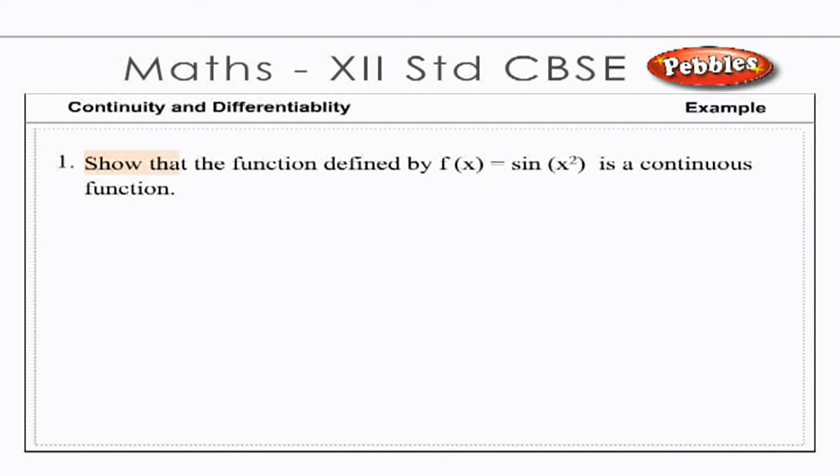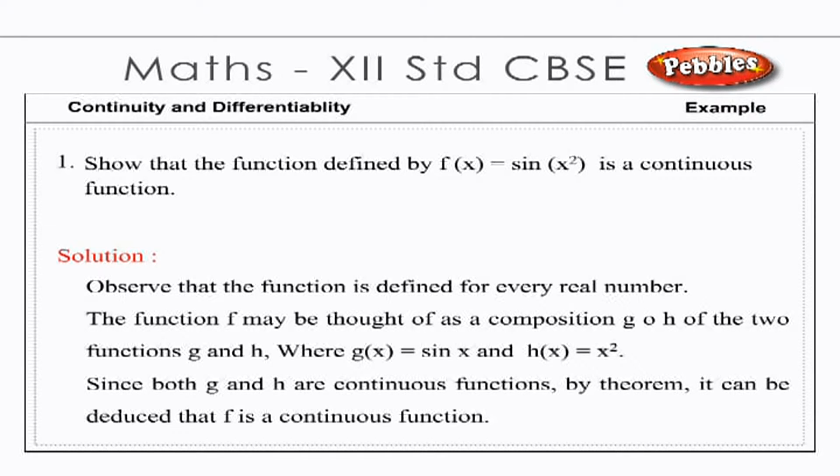Example: show that the function defined by f of x equal to sine x square is a continuous function. Solution: observe that the function is defined for every real number. The function f may be thought of as a composition g of h of the two functions g and h, where g of x equal to sine x and h of x equal to x square. Since both g and h are continuous functions, by the theorem it can be deduced that f is a continuous function.